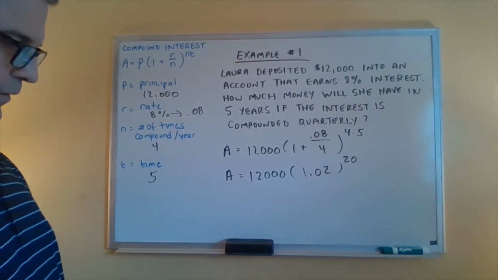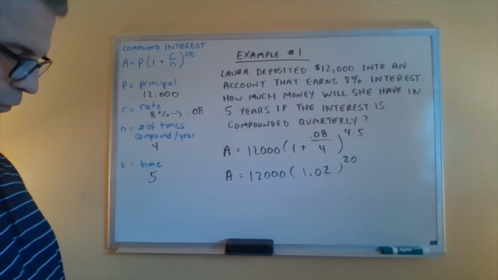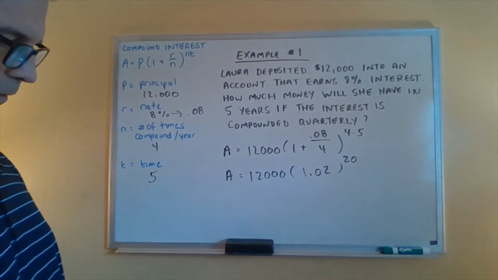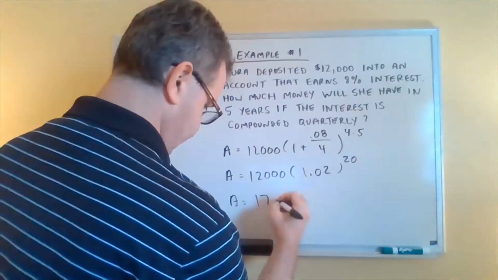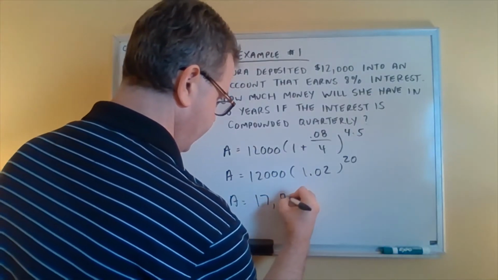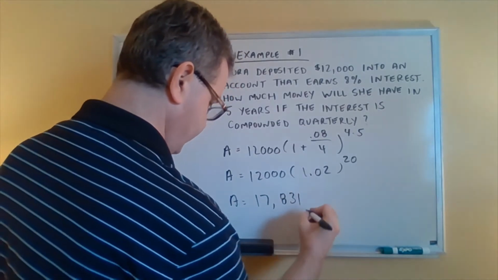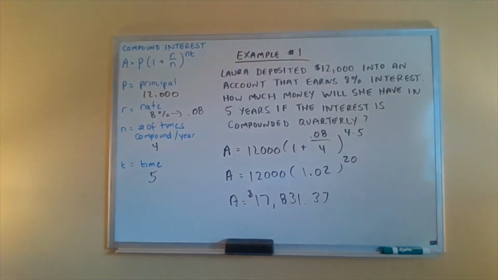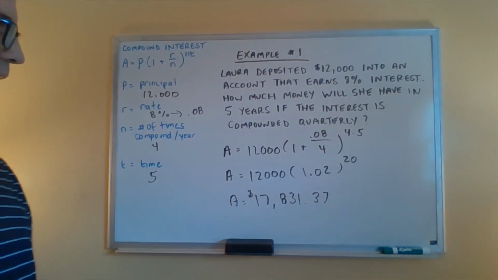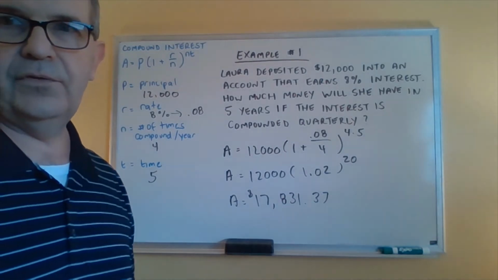And that's 1.4859. We're going to multiply that by 12,000. And our amount will be $17,831.37. So after 5 years of compounding quarterly, we get $17,831.37.